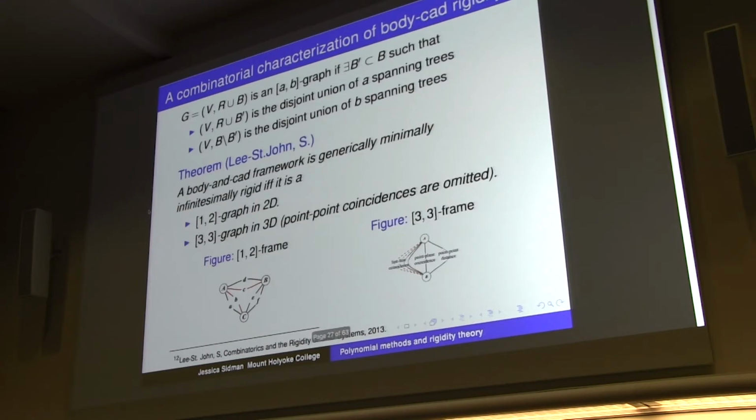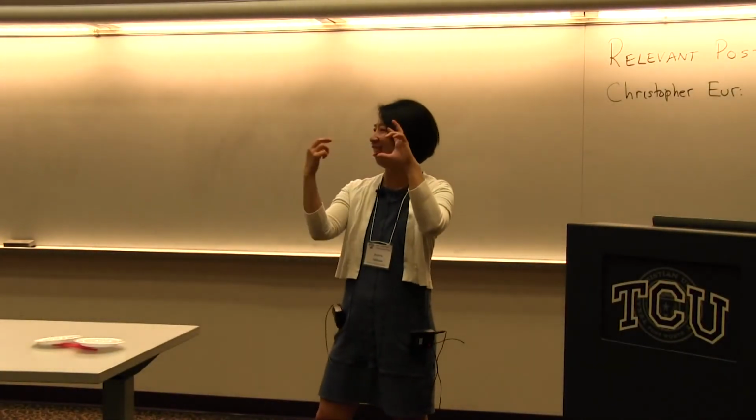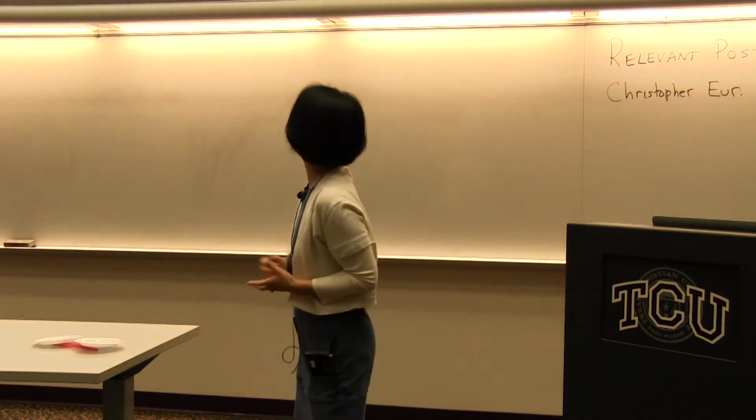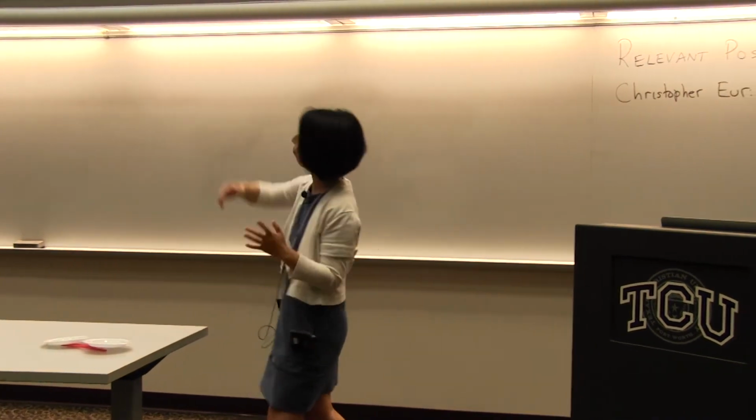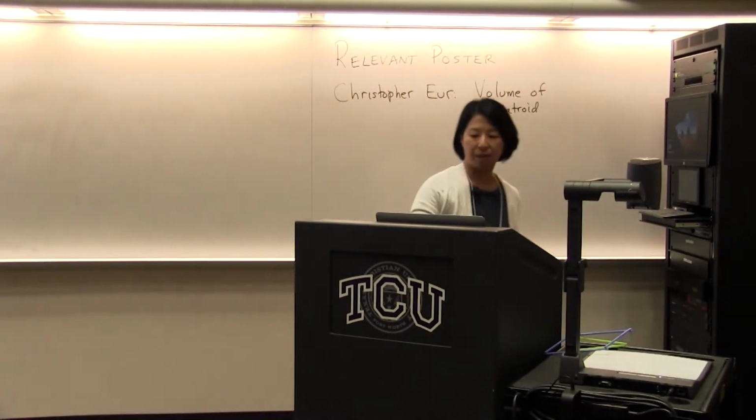And so the theorem is that a body-and-CAD framework is generically minimally infinitesimally rigid if and only if it's a 1-2 graph in 2D or a 3-3 graph in 3D, where we had to omit one kind of constraint, a point-point coincidence constraint, because there's always some non-genericity in the rows of the rigidity matrix for point-point coincidences. Okay, so here we have a 1-2 frame and a 3-3 frame. All right. So what's next?